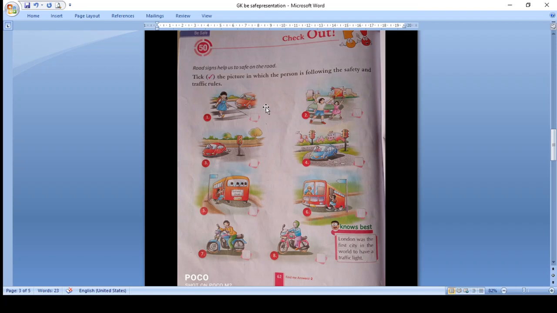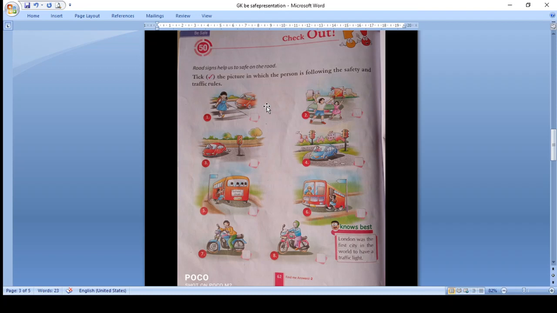Road signs help us to be safe on the road, right? Road signs, as we have seen, like railway crossing, then no entry, and zebra crossing. So this type of sign helps us know that as I move ahead, these things are available on the way, right. Now take the picture in which the person is following the safety and the traffic rules. So we have to put a tick on the correct picture.